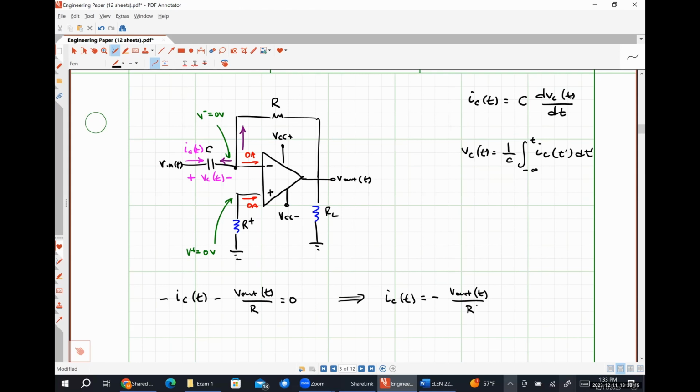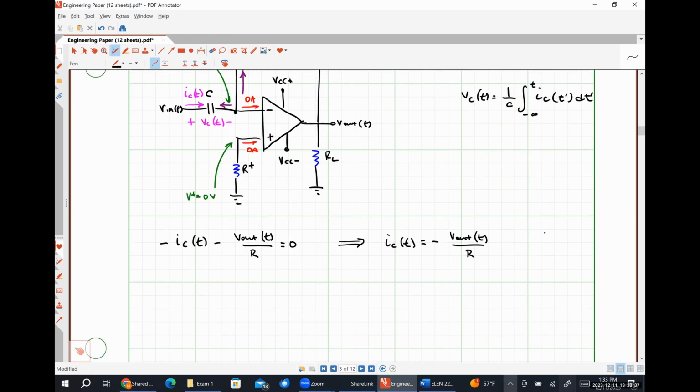Okay. So our goal for this thing is to figure out how V in and V out are related. And I'd be willing to bet that it's got something to do with this current IC. Okay. So IC is related to C times the derivative of our capacitor voltage, so we could substitute that in. C times the derivative of our capacitor voltage with respect to time will be equal to negative V out divided by R.